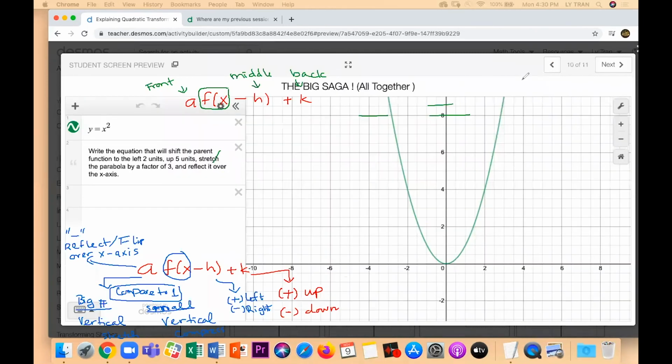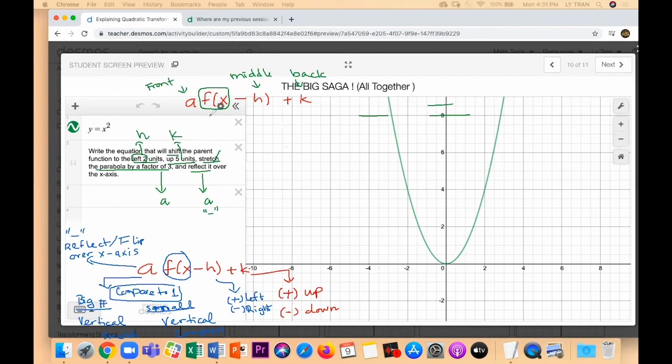So this question right here, we did not see the new function, but we have to follow the instruction to make a new one. They said, write the equation that will shift the parent function 2 units to the left. When I go to the left, I know this is my letter h. 5 units up, so I know that's my letter k. And stretch the parabola by a factor of 3, so I know this is a. And reflect, so I know this is another letter a. I like to put a negative every single time I see the word reflect, because I know that's a reflection.